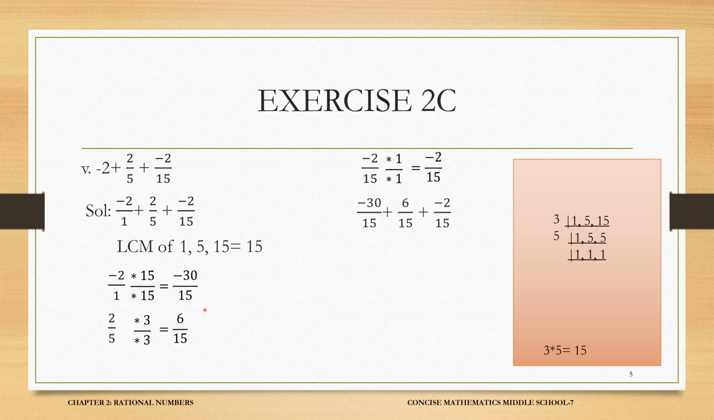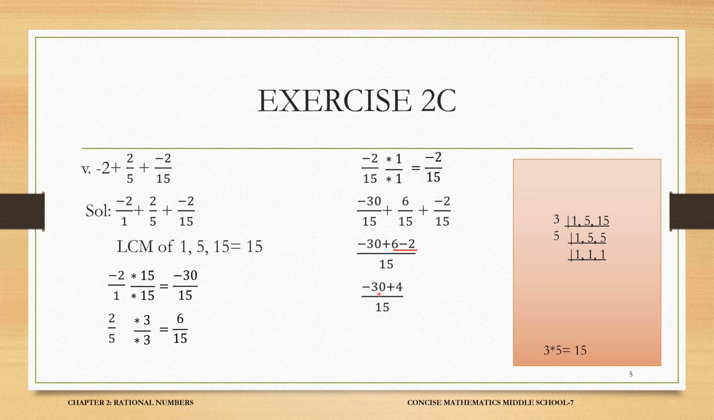Now just add all these three rational numbers. Because the denominators are equal now, you can add the numerators directly. That is minus 30 plus 6 minus 2. Now I have written down this 30 as it is, and just 6 minus 2. Put the bigger number sign. What sign does the 6 have? Plus sign. So put the bigger number sign and subtract it. So it becomes 4.